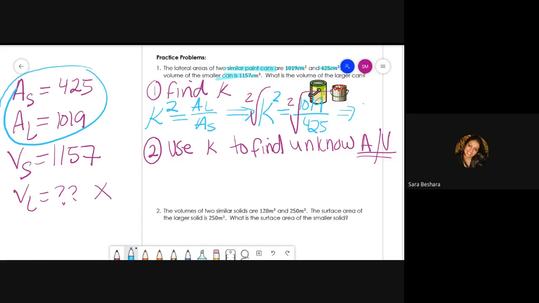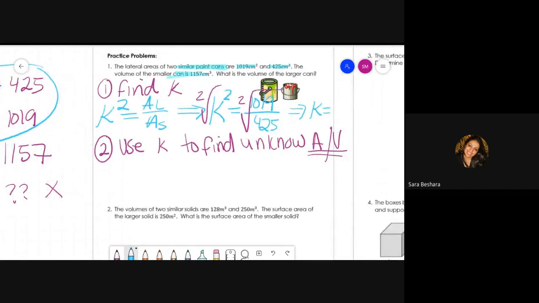So for k, you divide 1019 over 425, and do not forget to take the square root of the number you find. The answer should be 1.5. I just don't have enough space to write everything down, but from this step to that is nothing more than a calculator step. So our k now becomes 1.5.